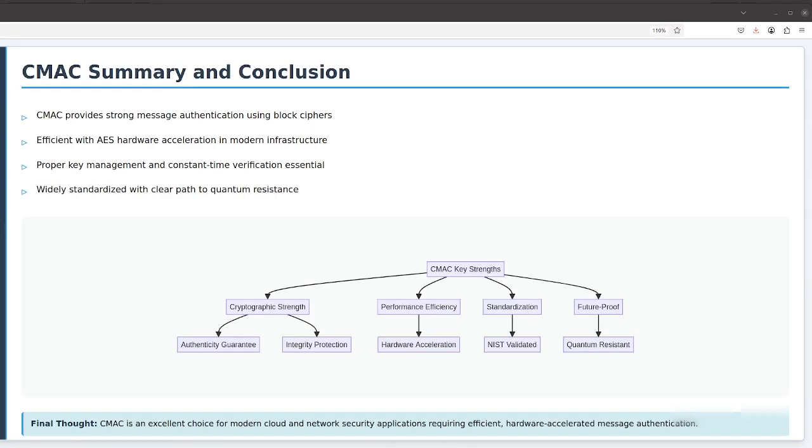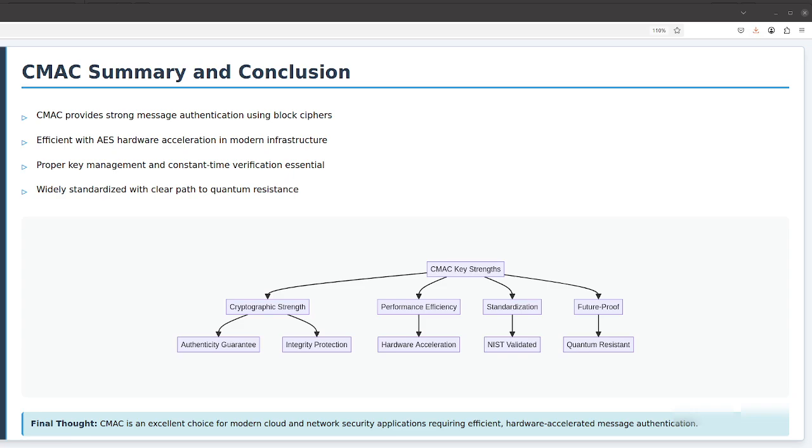Conclusion and summary. We have covered CMAC comprehensively, from its fundamental principles to advanced implementation considerations. Let's summarize the key takeaways. CMAC provides cryptographically strong message authentication using block ciphers like AES. It guarantees that messages have not been tampered with and authenticates the sender's identity through shared secret keys.